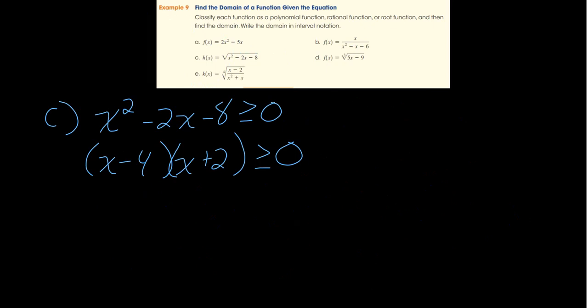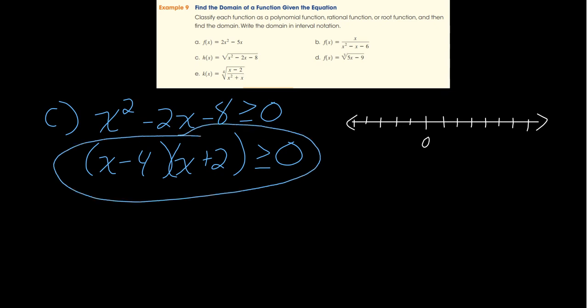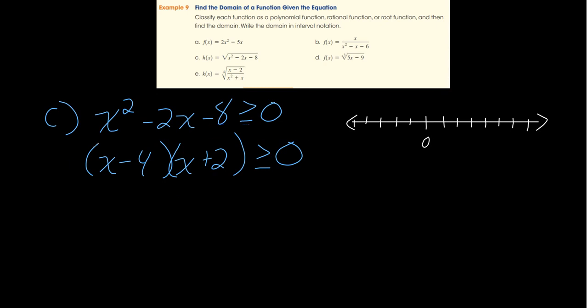I hate it as well, but it must be done. I do remember doing this because I remember drawing this number line. It looks like 4 and negative 2, so we'll do 0, 1, 2, 3, 4, 5, 6, 7. If you recall, when we did this before, we had to look at this inequality and set up walls. I'm going to set up a wall here at x equals 4, and a wall at x equals negative 2.